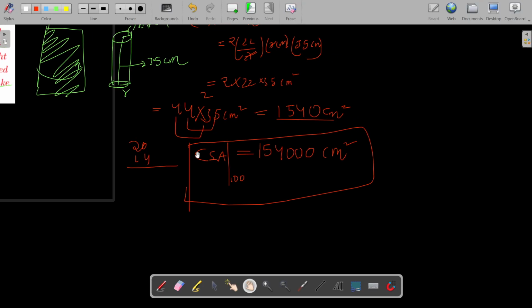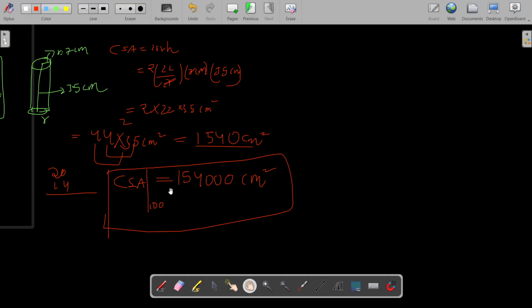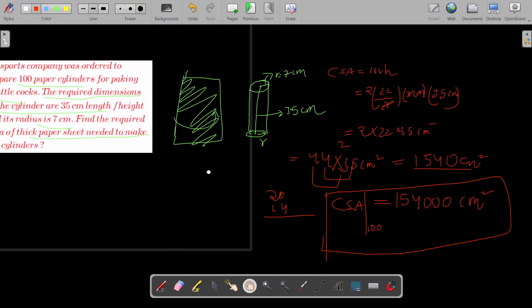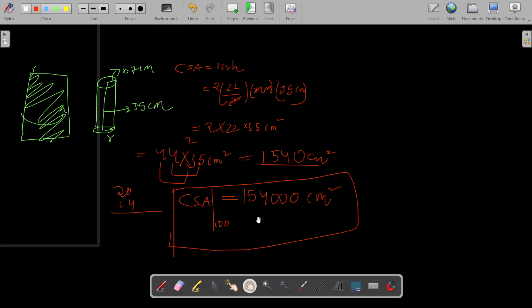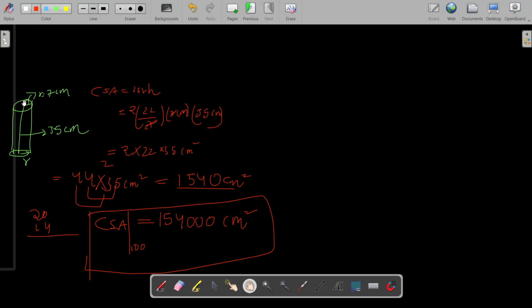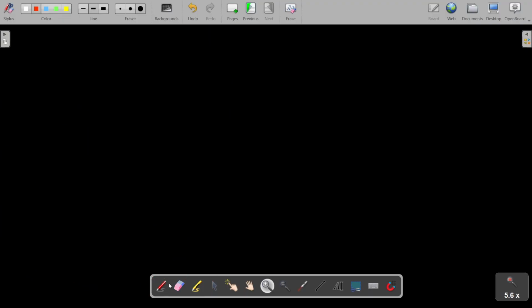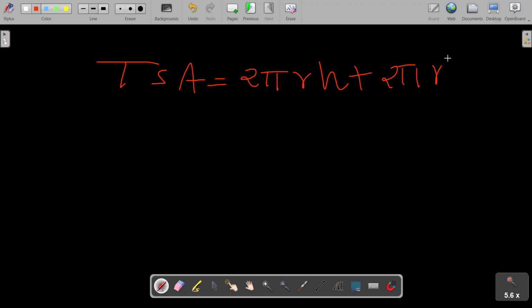If in the question it is mentioned that the lids are also given, then we have to consider the total surface area. If we only consider the paper thing here, we have to find the curved surface area. If I consider the end lids, the ends of the cylinders, I have to consider the total surface area. So if I consider both lids, the total surface area is 2 pi r h plus 2 times pi r squared.